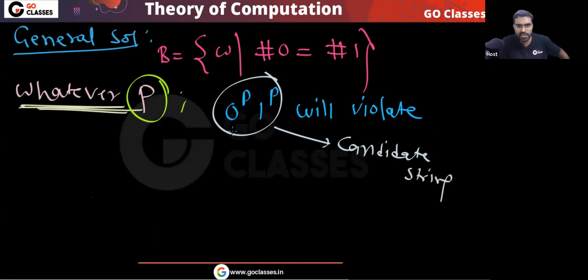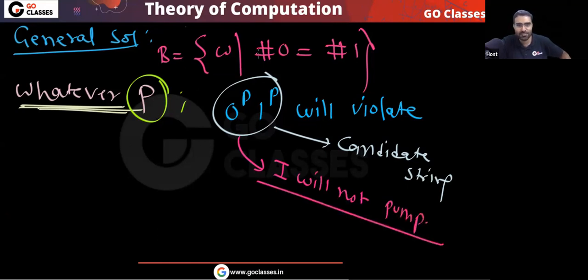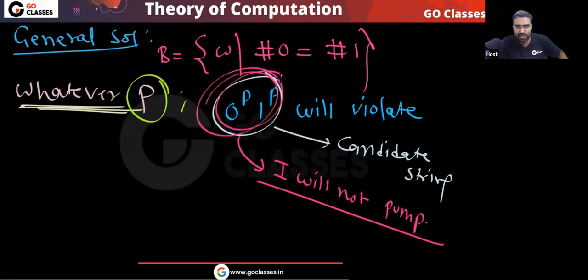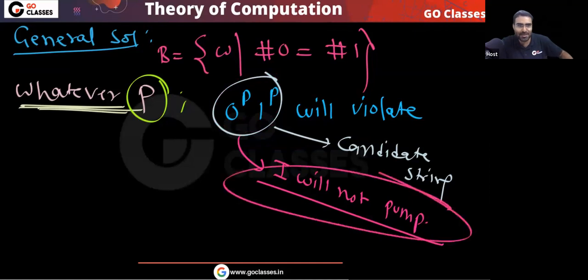And this candidate string will say, tell me, what will this string say? This string will say, I will not pump. In every wedding there is at least one such string. Yes or no? Whatever wedding you take, whatever P you take, there is at least one Chacha Tau who will say, I will not pump.